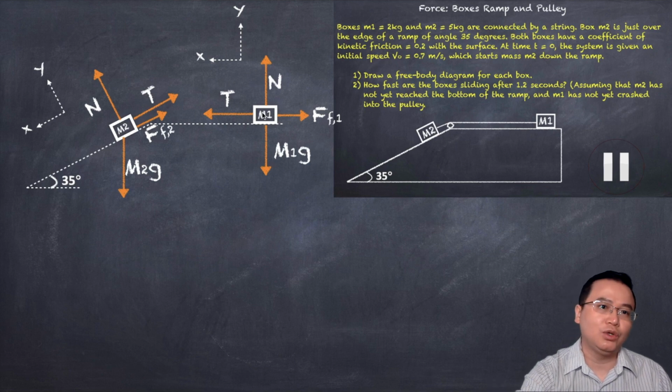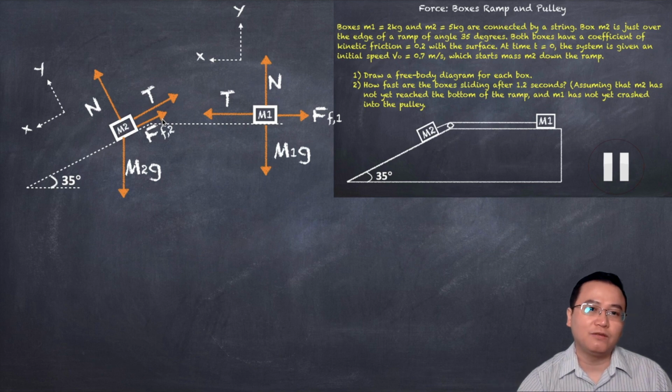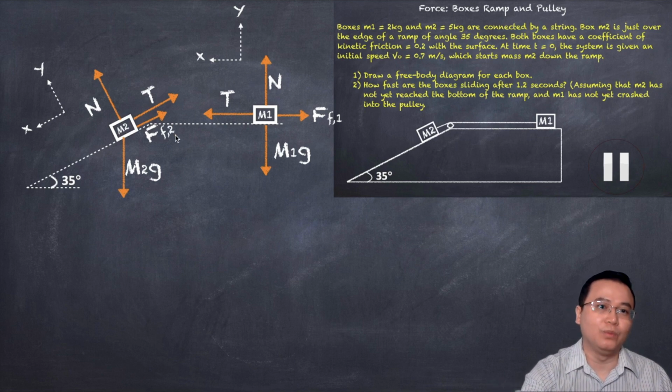Let's look at mass 2. Mass 2 is going down the incline, so the friction force has to be the opposite of that, pointing up the incline. I'm going to label that force of friction for mass 2. And I'm going to put a T for tension. I didn't say T2 or T1 because the T should be the same, since there's just one rope for mass 1 and mass 2. So I just put T without any subscript.